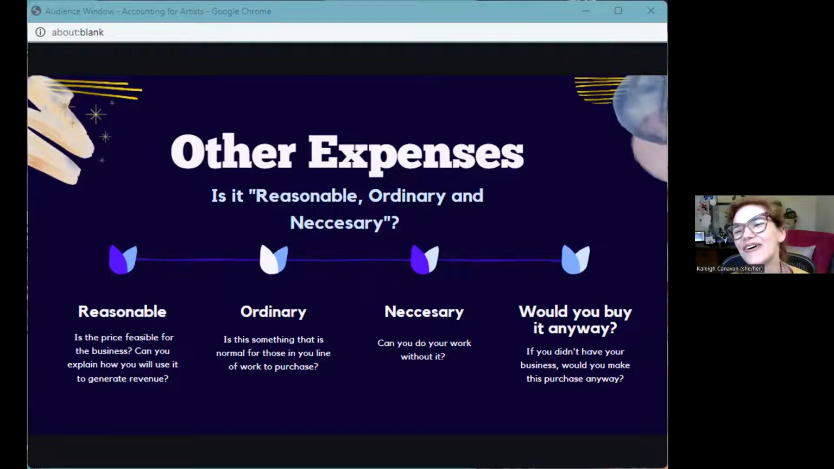Just kidding. So I asked her if she would buy the lipstick anyway, is essentially what it boiled down to.